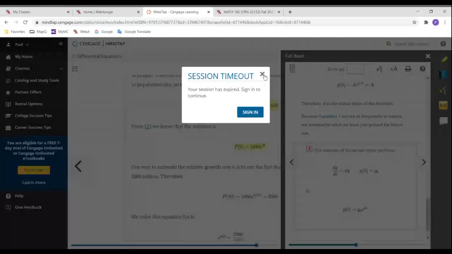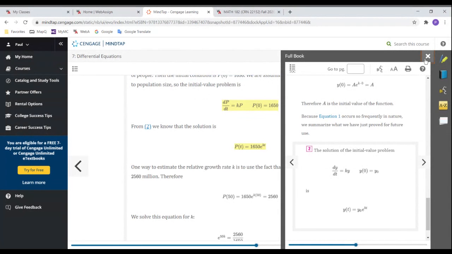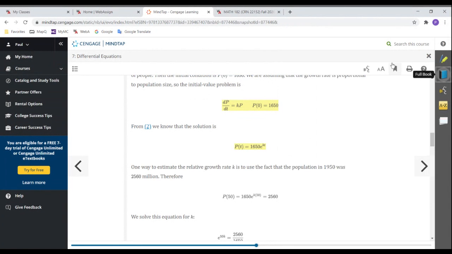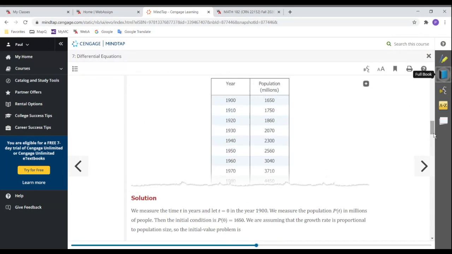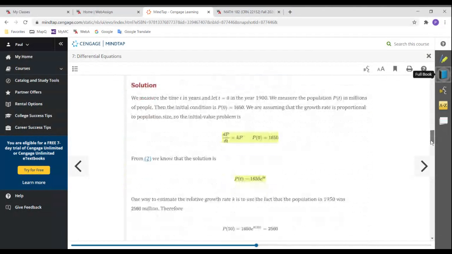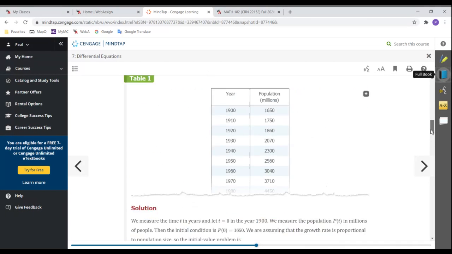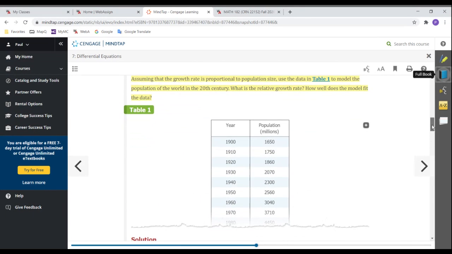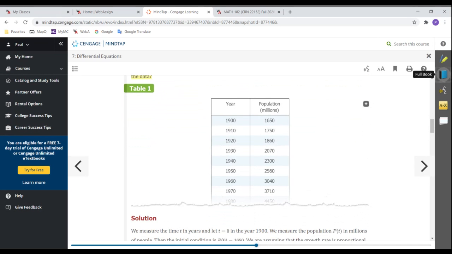And so they get the model that way. But you have to solve for k. So they say, let's use one of the years. Let's use 1950. In 1950, the U.S. population was 2,560 million, which is 2.56 billion.